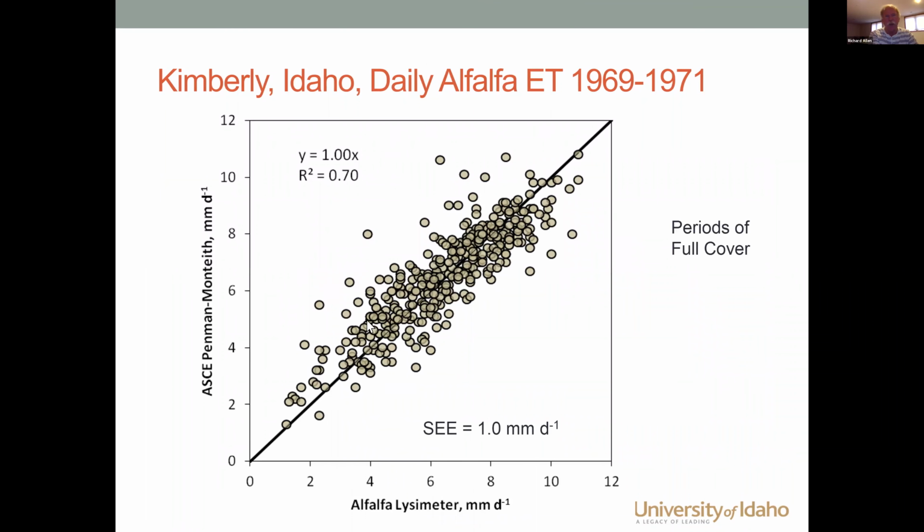Here are those same data, but for a 3-year period where the lysimeter was measuring alfalfa. So here's the ASE Penman-Monteith estimates for the alfalfa reference versus the lysimeter. And we can see a pretty good one-to-one correspondence, a slope of 1 and an R-squared of about 0.7. Standard error of estimate of about 1 millimeter per day, which is fairly characteristic as we move around the United States.